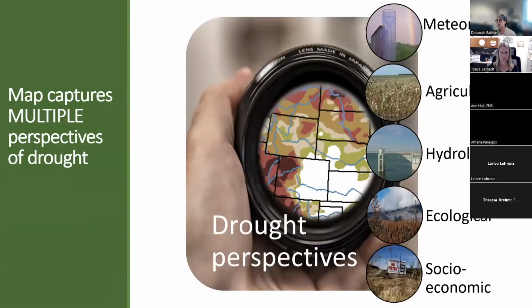So all of this is captured onto one map. And why do we try and put all 5 of these different perspectives on one map? Because in the very beginning, when the Drought Monitor was in its concept phase in the late 90s, that's what policymakers wanted. They wanted one simple map that showed an overall picture of what drought conditions looked like across the entire United States.